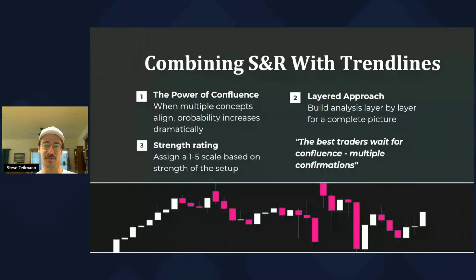So people are like, inverse head and shoulders only have a 60% hit rate. It's like, well, mine don't, because I only take the ones that have multiple confluences. So not saying I'm a god or anything.